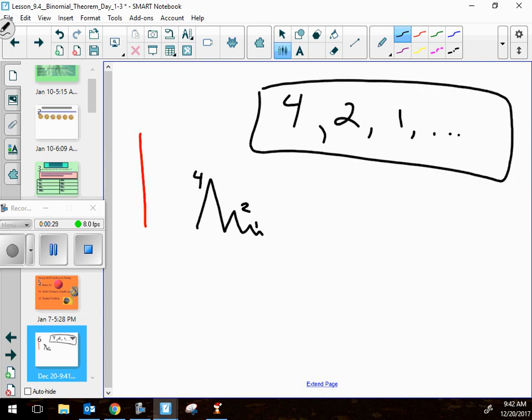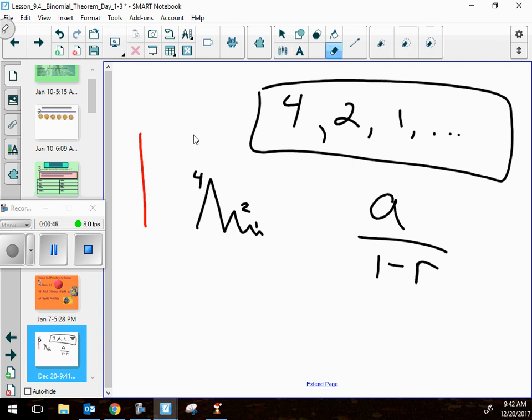Then, what's that formula again? A over what? You have a short-term memory or not? 1 minus R. Good. A over 1 minus R. Got to have that one down. And then what is A? A little more participation would be good. What is A? 4, okay. And then 1 minus R, what is R? 1/2.